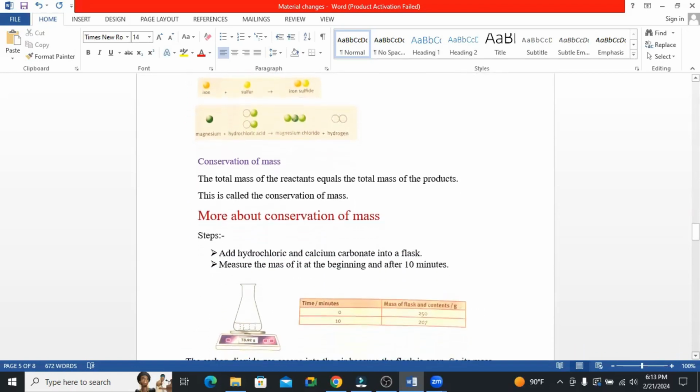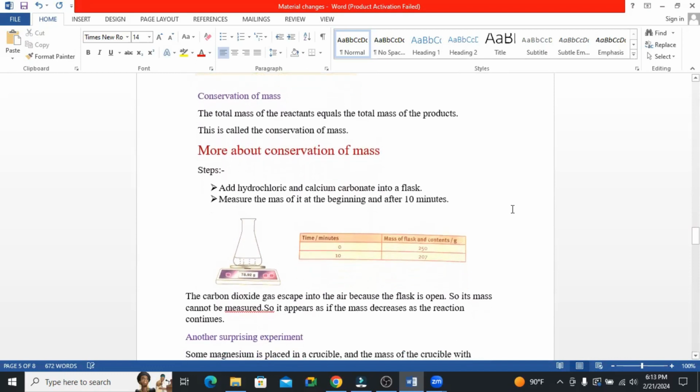Now the conservation of mass. The total mass of the reactants equals the total mass of the products. That means nothing is released to the outside, nothing is lost or created during a chemical reaction. The same things are turning into another new substance. So the mass of the reactants is always equal to the mass of the products.